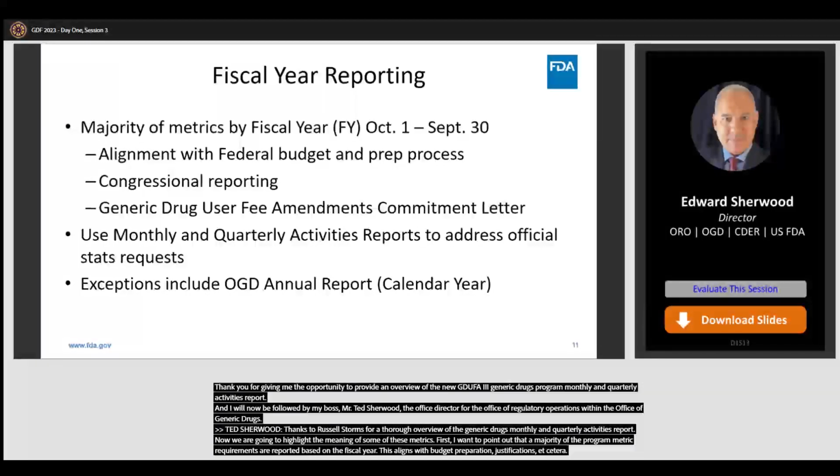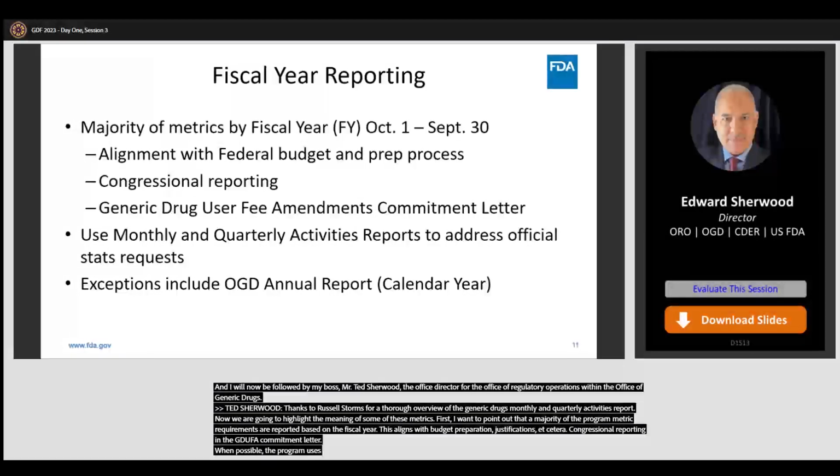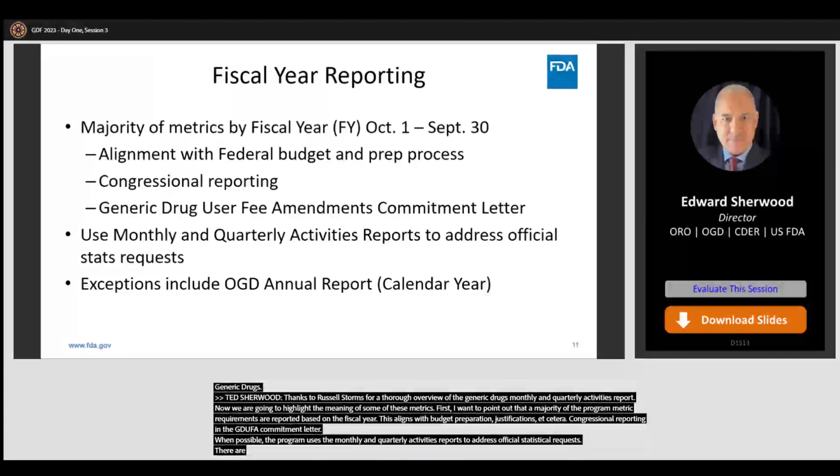When possible, the program uses the monthly and quarterly activities reports to address official statistical requests. There are some exceptions, such as the OGD annual report that captures calendar year performance statistics. We expect a difference between fiscal and calendar year data.